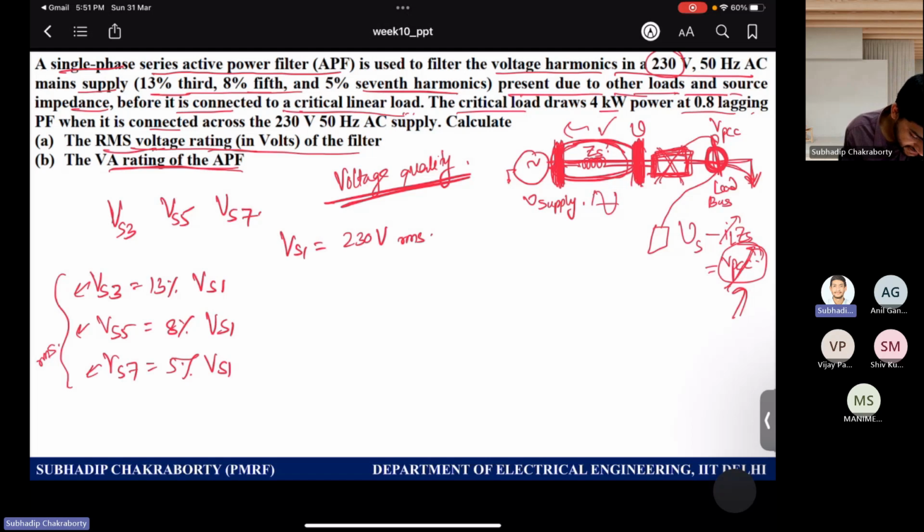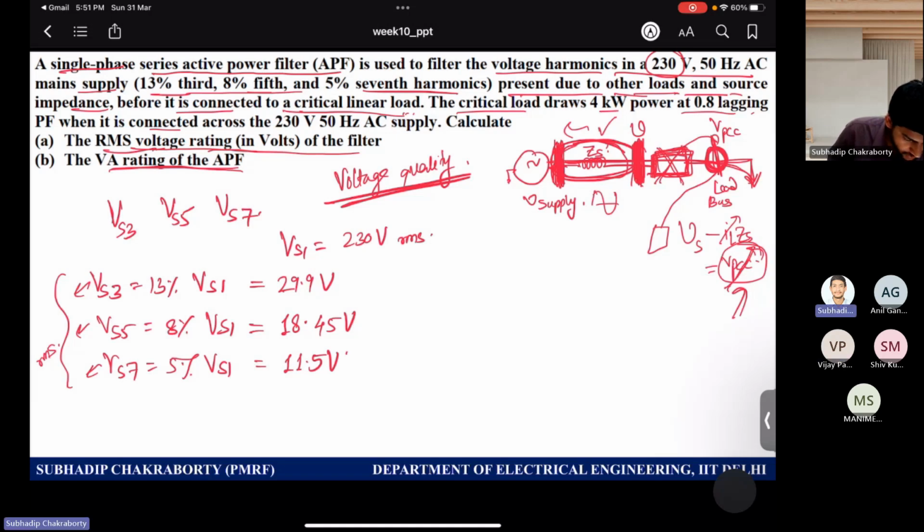So what is VS3? Compute and tell me. 29.9. Which one? First one. And then 5 and 7 also you calculate. 18.4. And VS7 is coming 11.5, right?